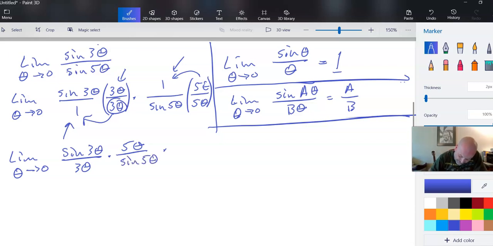Now we have to look at what's left. I put this one in the top here, and I put this one in the bottom. And so what I'm left with is this 3 theta over 5 theta. So I'm going to write that in.